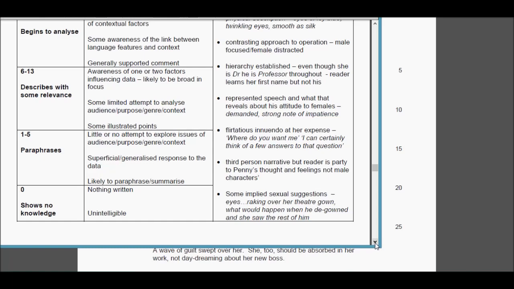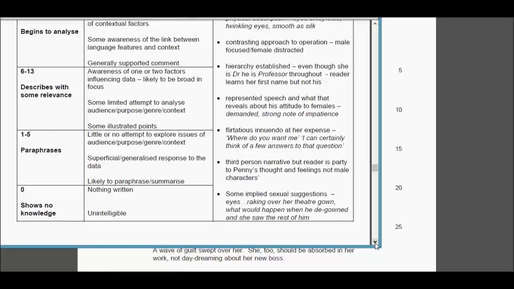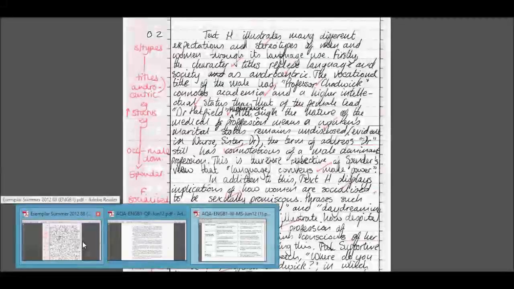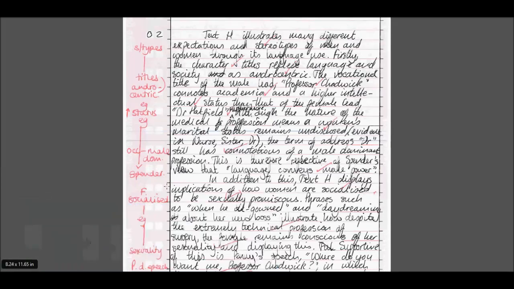There's also some implied sexual suggestions, as you would expect from Mills and Boon, such as raking over her theatre gown, and what would happen when he degowned and she saw the rest of him. I'll show you the exemplar answer, because it really is a very, very good example of exactly how you should answer this question. It's got 4 marks as well.